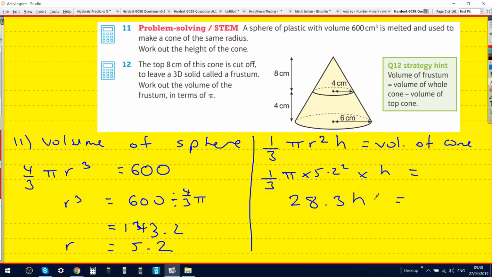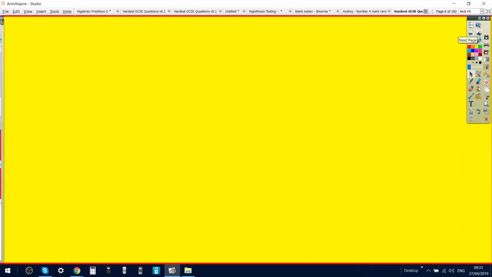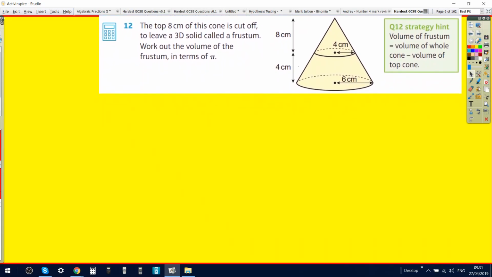And is the volume going to be 600 again? Yeah. So now I just do 600 divided by 28.3. And then it says that's 21.2. Well done. So you sub it into your volume of sphere formula, rearrange to get radius, and then write down your volume of cone formula, sub in radius and volume and solve for height. Any questions with that one? No. Okay, let's try 12.